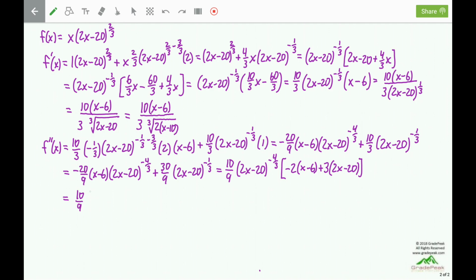So we have a 10 over 9, a 2x minus 20 to the negative 4/3 power. And inside the square brackets, we can distribute the negative 2 in here, which will be negative 2x plus 12. And we can distribute the positive 3 in here, which will be plus 6x minus 60.